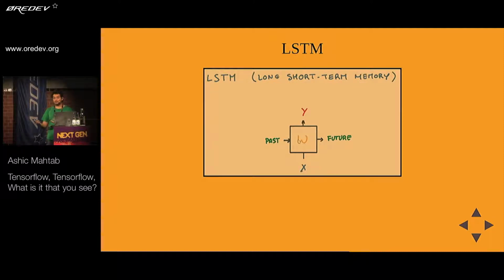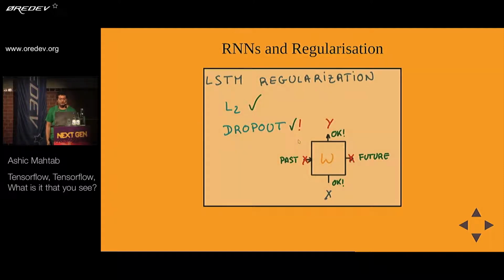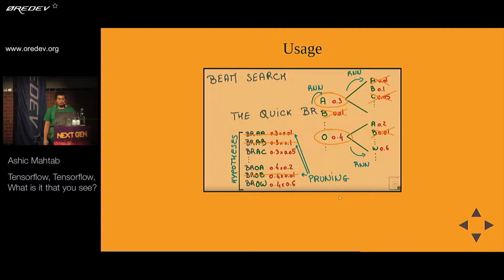You don't have to build your LSTMs. TF-Learn has LSTMs, as with most things. Regularization with LSTMs works. L2 regularization works. Dropout works as well if you apply it to inputs and outputs, as long as you don't apply it to your past input. Then it works just the same. So how is this used? There are a lot of different uses. We'll go through some of these.